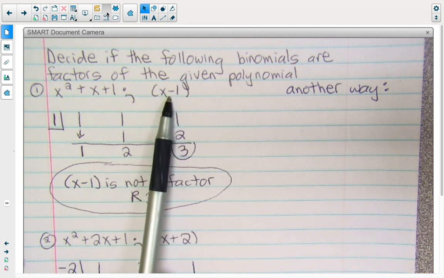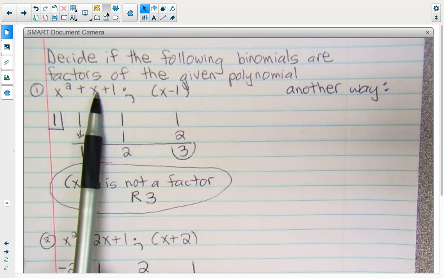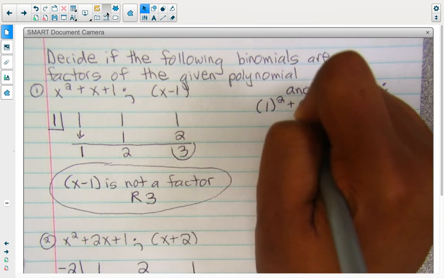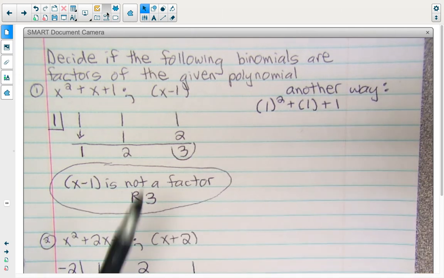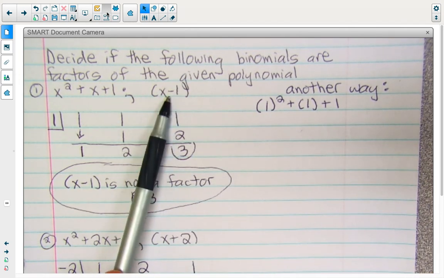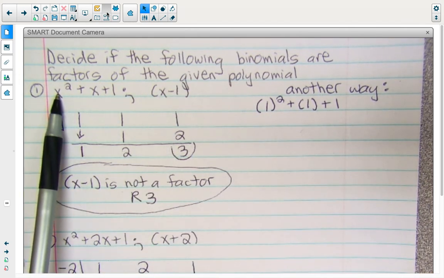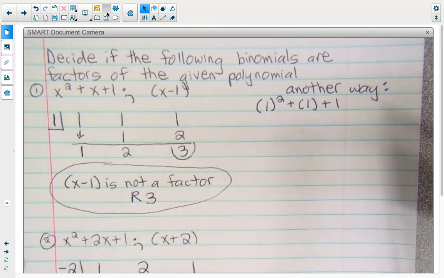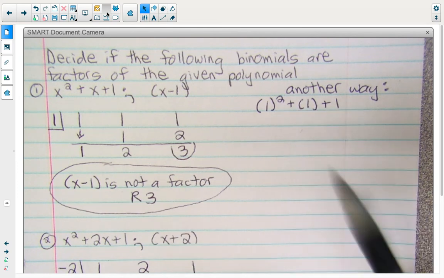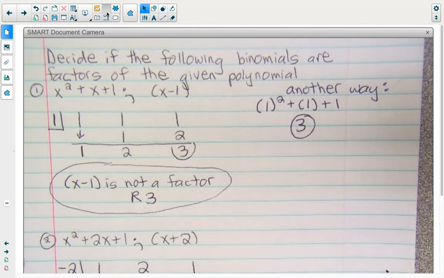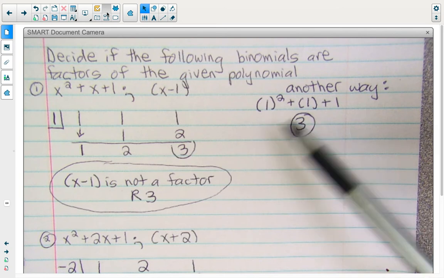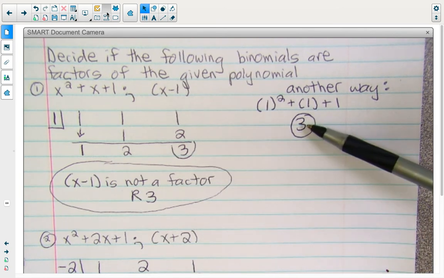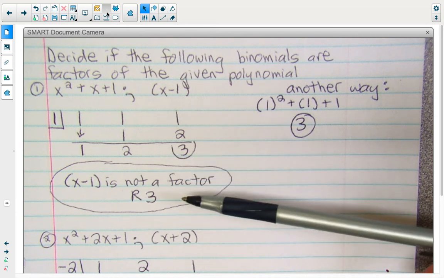I'm going to take positive 1, plug it in there, plug it in there. So if I work that out, that's going to give me 1 squared plus 1 plus 1. So what I did is I took positive 1, the same number that goes in the box, and substituted it in. So that's 1, and then that's 1. I add all this together, 1 plus 1 plus 1. I got 3. And what do you know? I got the exact same thing that I got over here. So that means that 3 is my remainder. And yet again, this is not a factor.